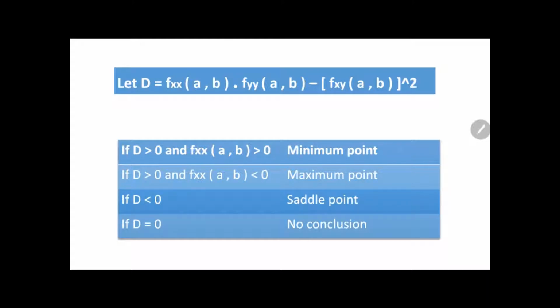We need to let D equal to fxx multiply fyy minus fxy squared. So if D is more than 0 and fxx is more than 0, the critical point is a minimum point. And if D is more than 0 and fxx is less than 0, the critical point is a maximum point. If D is less than 0, it is a saddle point, and if D equal to 0, it is no conclusion, meaning not maximum, not minimum, or saddle point.